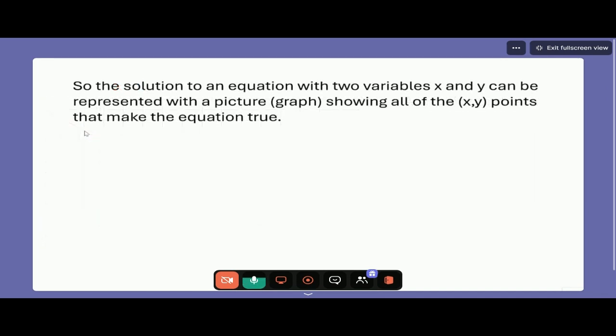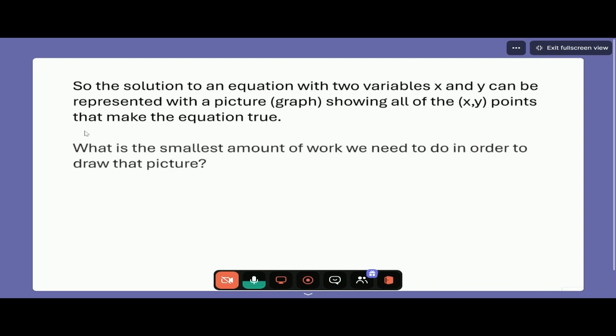Okay, so what do we got so far? When an equation has two variables, the answer can be represented with a picture showing all of the xy pairs that make the equation true. Now, we are lazy. What is the smallest amount of work we can possibly do in order to draw that picture? Because I just found like 10 points. I don't want to find 10 points.